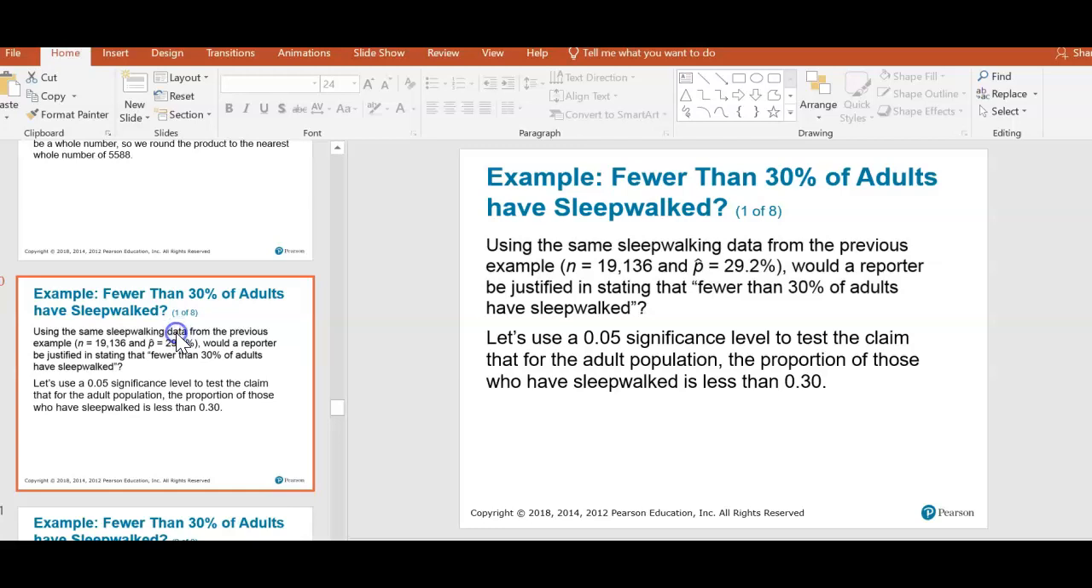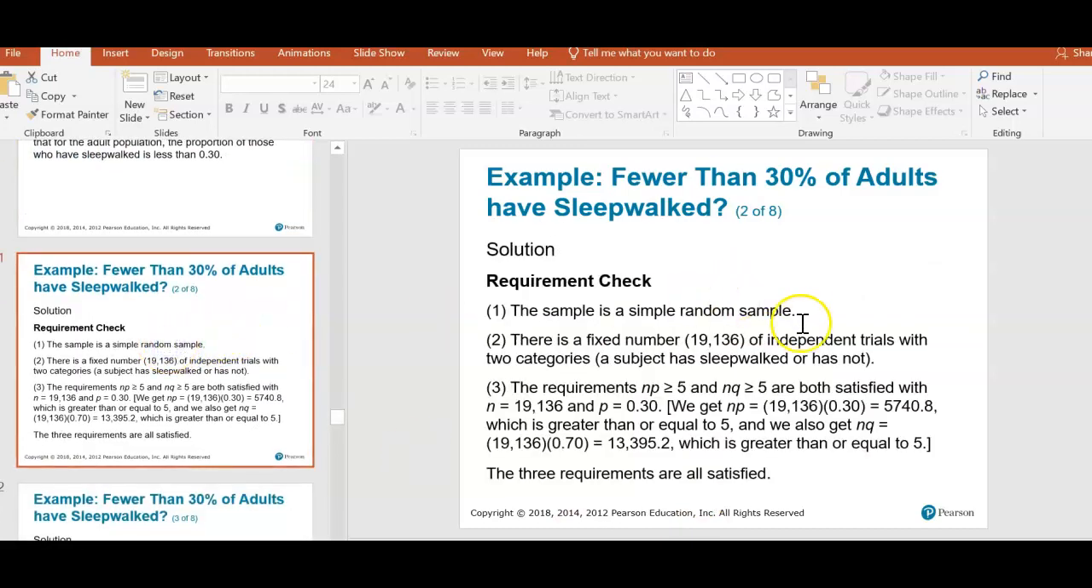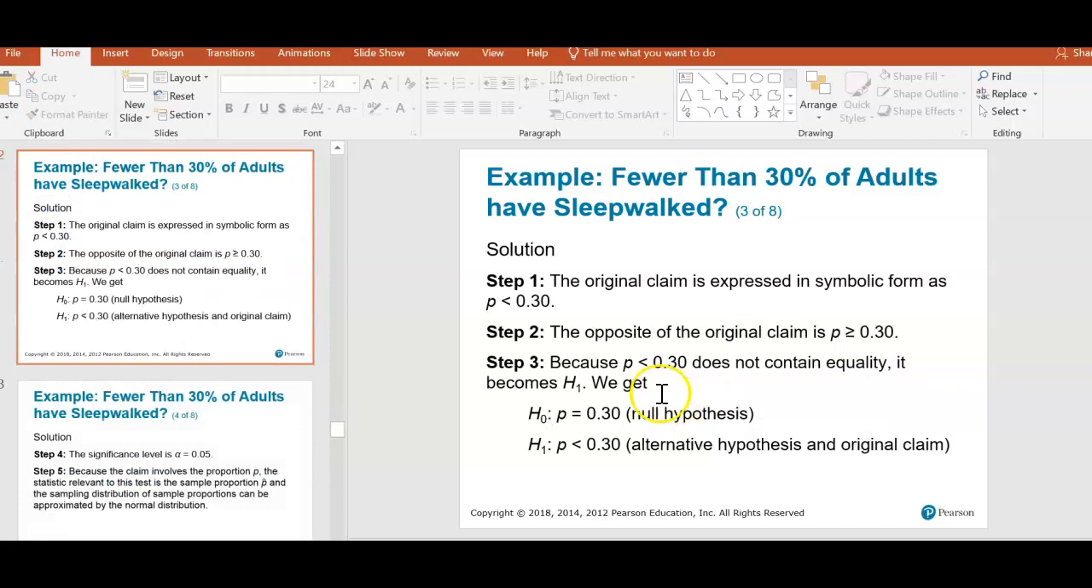So once you've got that, we could do another test, and in this case, the claim is that fewer than 30% of adults have sleepwalked. So we want to do this again at a 0.05 significance level. Going through the steps, do we meet the requirements? Yes, it's a simple random sample. Yes, we have a fixed number of independent trials that fit in 2 categories. Our np and nq greater than 5 is definitely both satisfied. Our n is 19,000, our p is 0.3, and our q is 0.7. That's 1 minus p. So we get huge numbers for that.